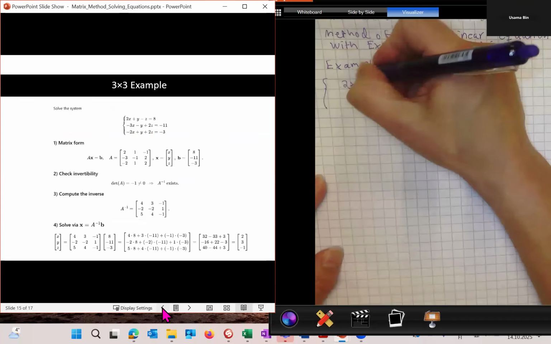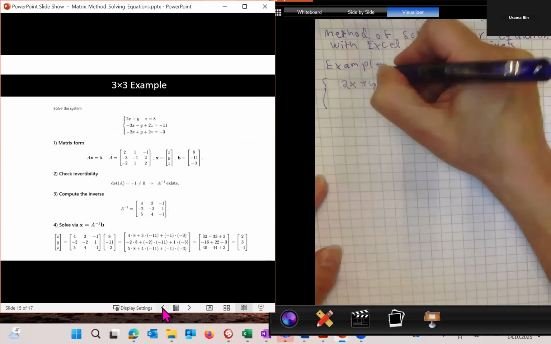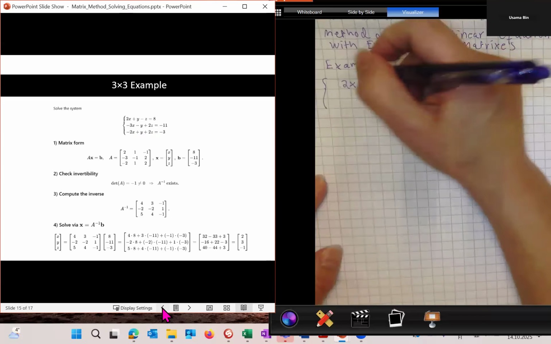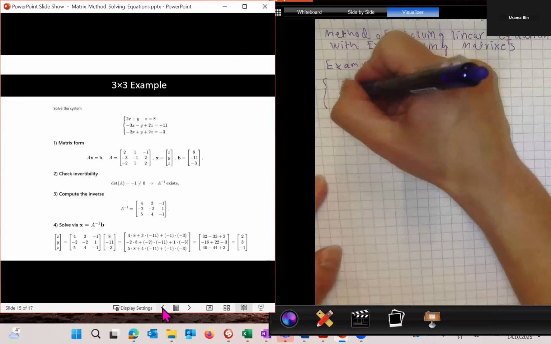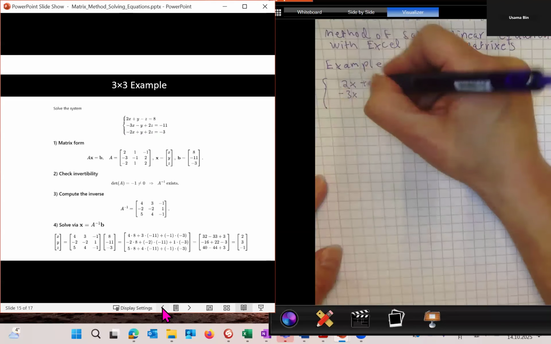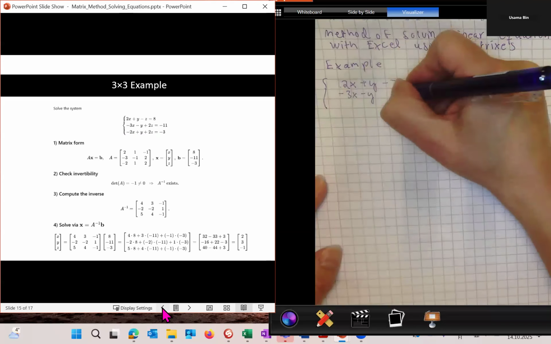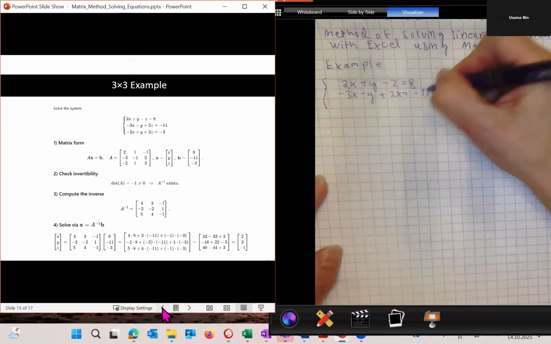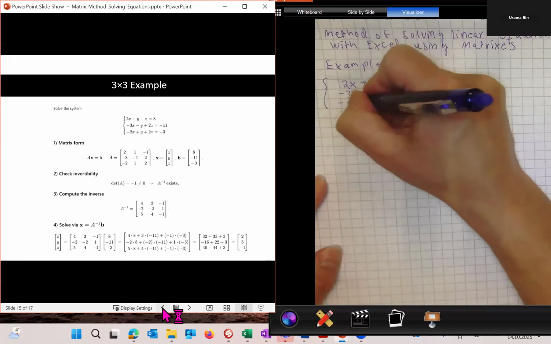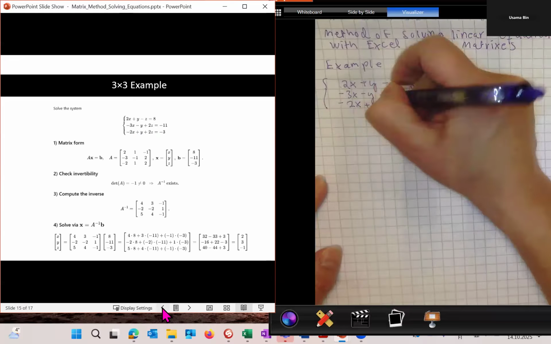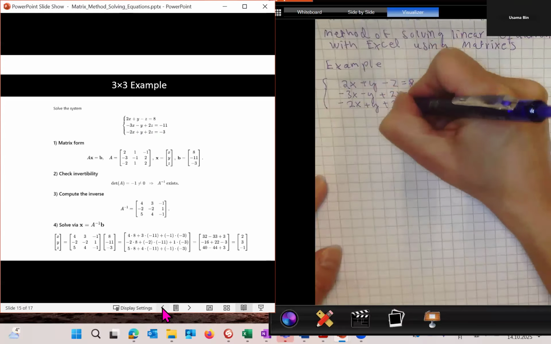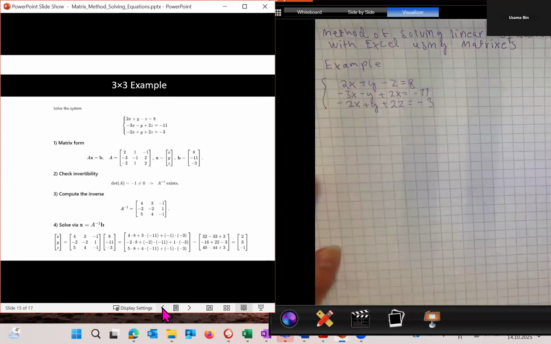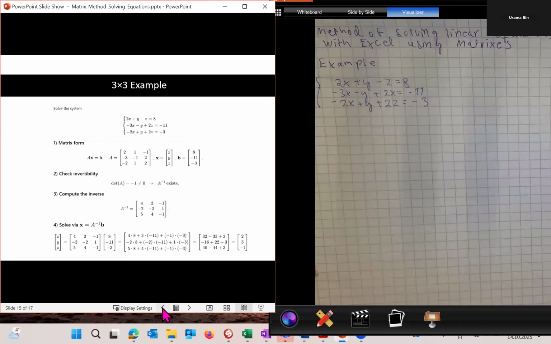2x plus y minus z is 8. And then it would be minus 3x minus y plus 2z is minus 11. Minus 2x plus y plus 2z is minus 3.